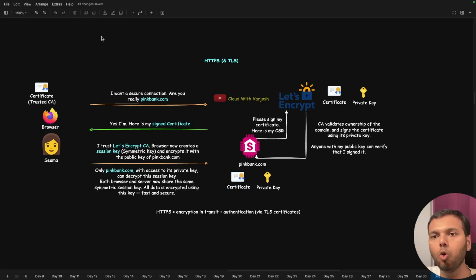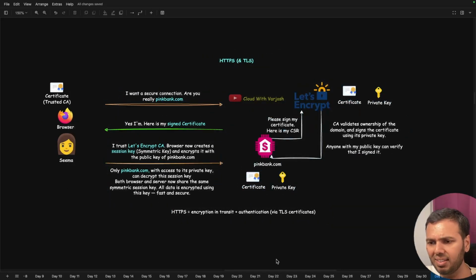And understand, no one in the internet has the private key of pinkbank.com, so no one can really decrypt the session key. So once the session key reaches here, pinkbank.com with its private key can decrypt that message and figure out what the session key is. Now in the entire internet, only Seema and pinkbank.com have that session key, and they can encrypt all their communication using that session key. So this is how it works, and this works good.